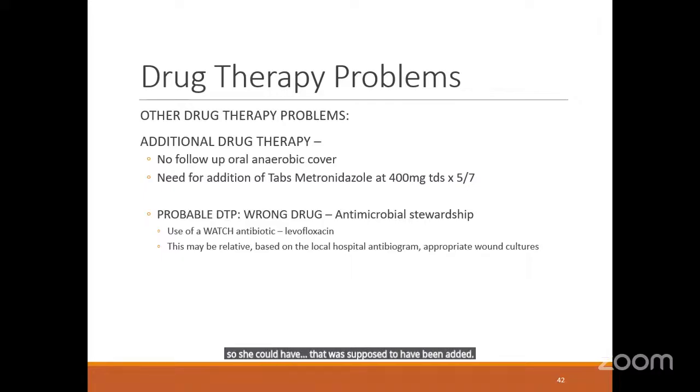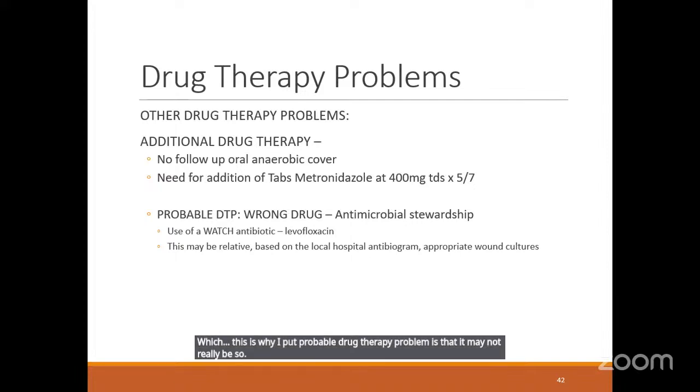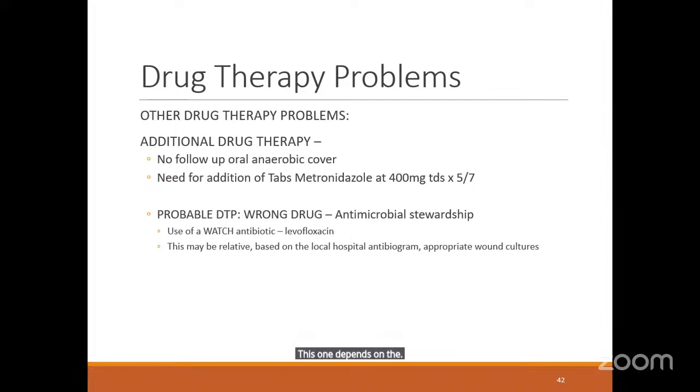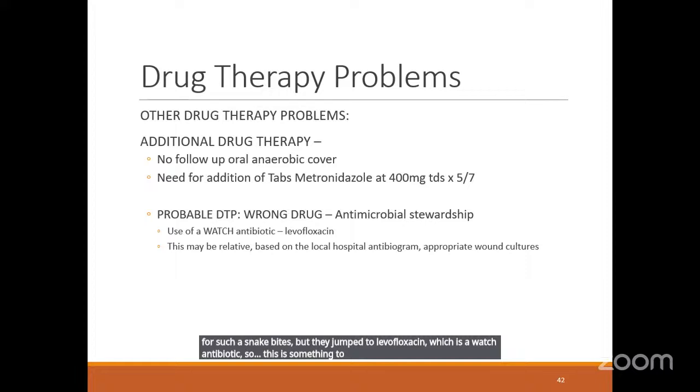Then, if you are talking antimicrobial stewardship now, which is why I put probable drug therapy problem, it may not really be so. This one depends on the institution. Now, if the institution's antibiogram is such that levofloxacin suffices in their area, okay. But this patient was supposed to have gotten either penicillins, or if the patient reacts, erythromycin. That's what is required for such snake bites. But they jumped to levofloxacin, which is a watch antibiotic. So this is something to look at. It may not be totally wrong, like I said, based on the antibiogram of the hospital.